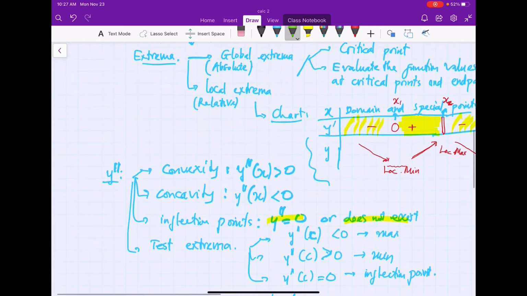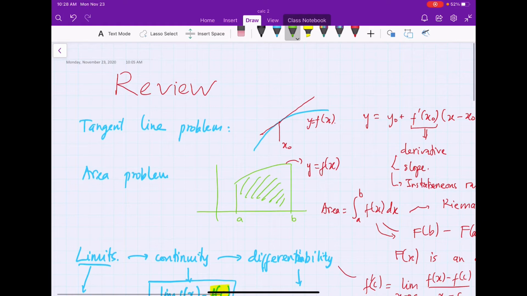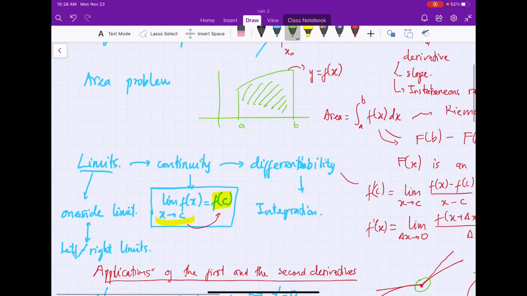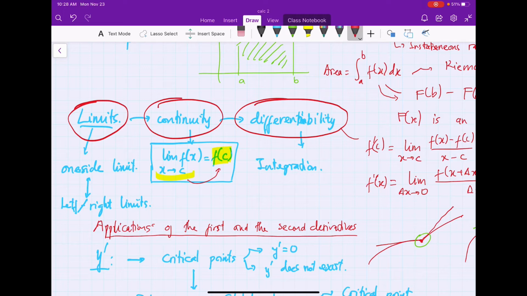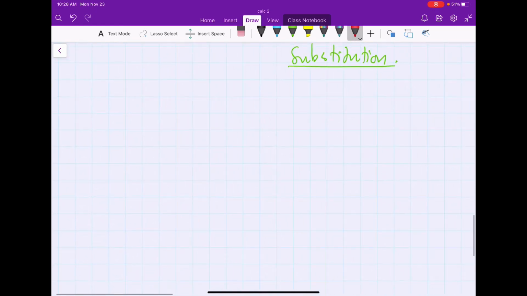So I think that is the picture of calculus 1. We start from two problems, the tangent line problem and the area problem, and we use the limit in here. And so that's how you see the evolution, from limit to continuity, from continuity to differentiability, and then you consider integration as an inverse process of differentiation. All right, so I think now we are ready to move to examples in the practice final exam.